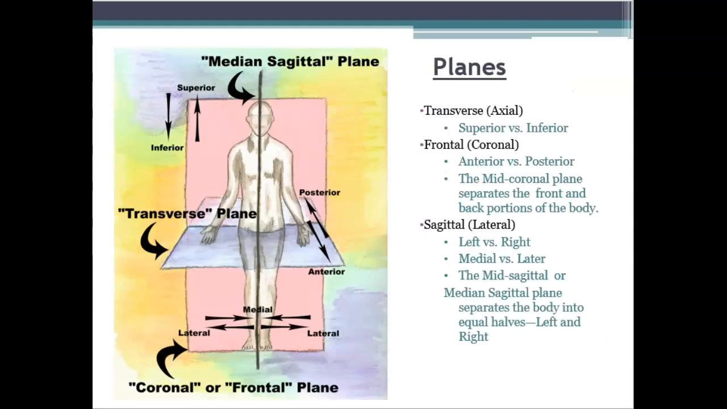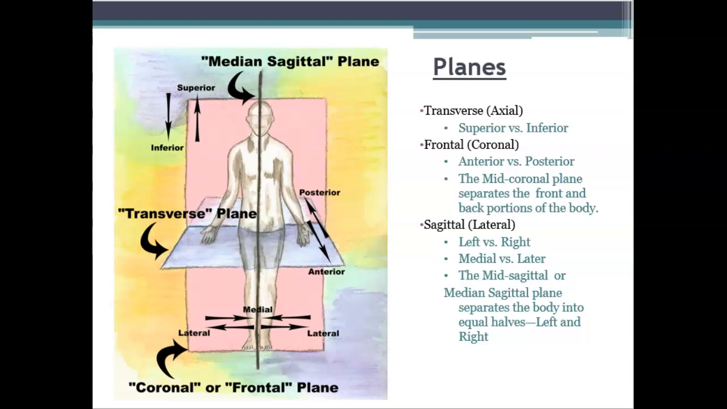There are different planes of the body. As we learned, transverse means across the abdominal or abdomen area. Transverse is axial, superior versus inferior. Superior is above, inferior is below.